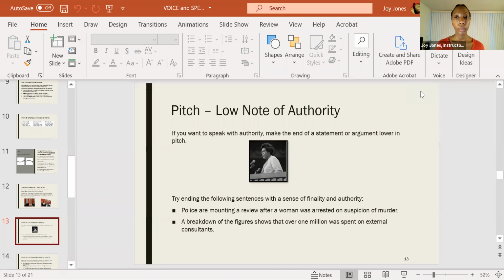A breakdown of the figures show that over 1 million was spent on external consultants. Yes, excellent. Chris, could you take the previous one? Sure. Police are mounting a review after a woman was arrested on suspicion of murder. Yes, thank you. And if you all ever watch television news, they do a lot of that.